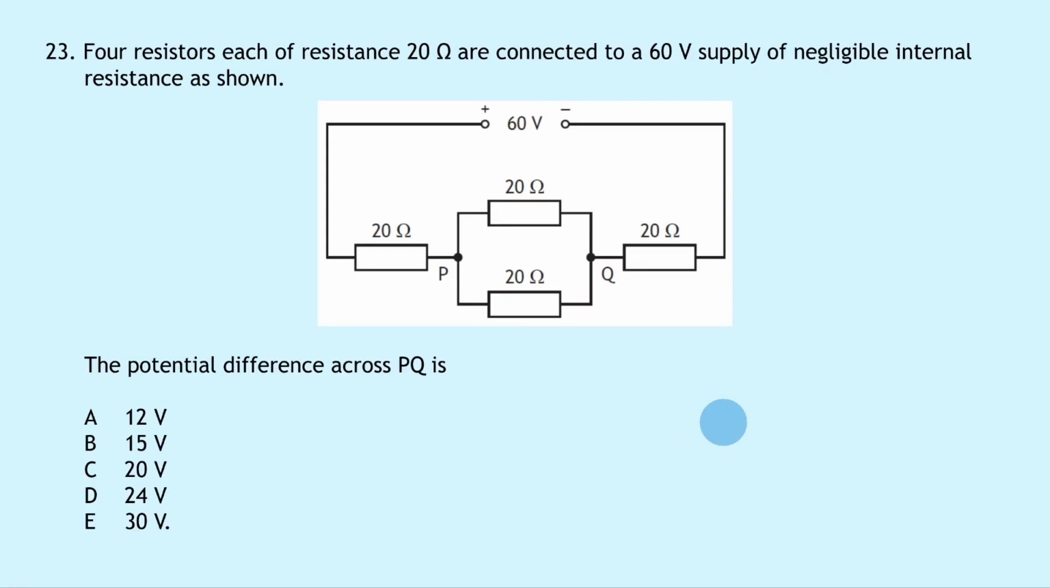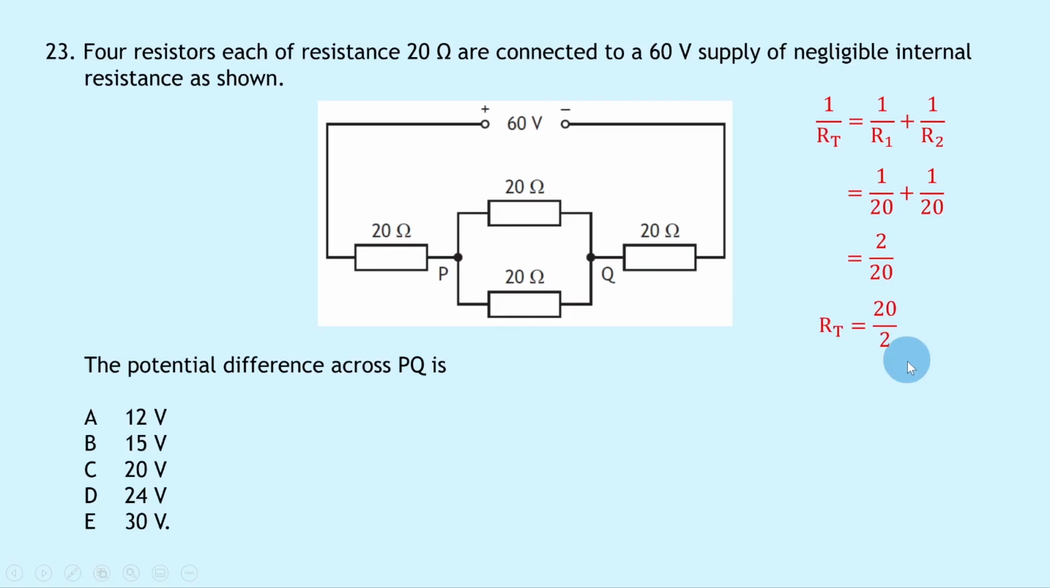So you can do this in one of 2 ways. You can either use the equation for resistors in parallel, or you can use the trick to identify that these 2 resistors are identical. So if we do the equation first of all, you can see that 1 over R_T equals 1 over R1 plus 1 over R2. Subbing in the numbers, we get 1 over 20 plus 1 over 20, which simplifies to 2 over 20. And then we need to swap both sides. So we get R_T equals 20 over 2, which is 10 ohms. So that means we could think about this combination as just being one resistor with a value of 10 ohms.